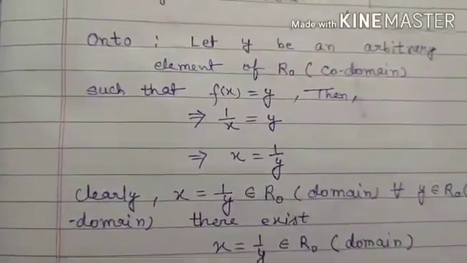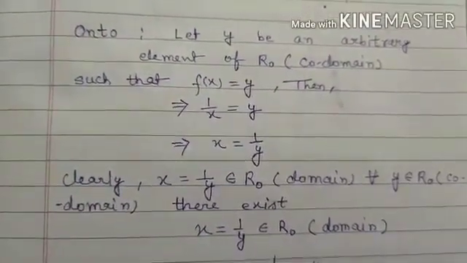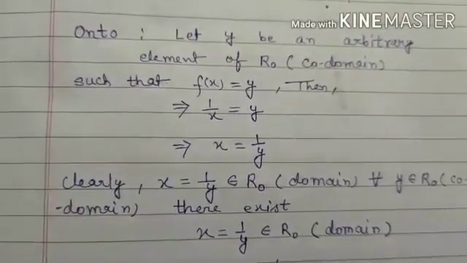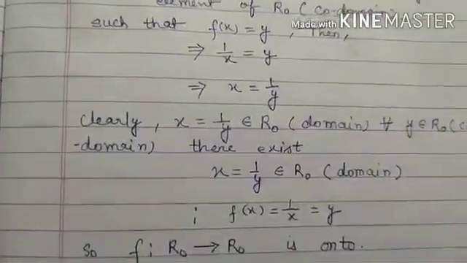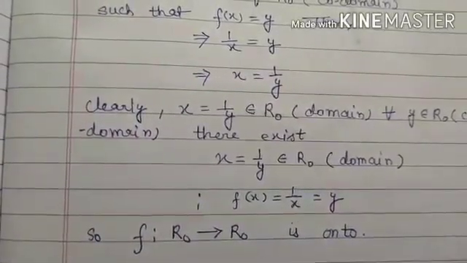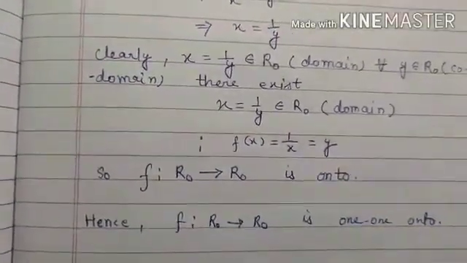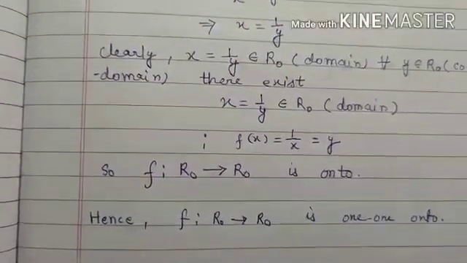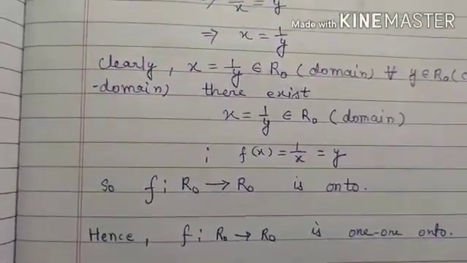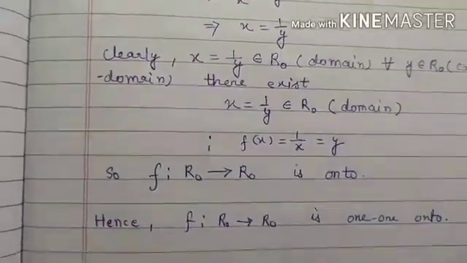This time R naught is domain. For every y belong to R naught codomain, there exists x equals to 1 upon y belongs to R naught. This time domain, x belongs to domain. So f(x) equals to 1 upon x equals to y. So f such that R naught to R naught is onto. Hence f R naught to R naught is one-one onto function, as we have proved that it is one-one and onto function. So we have proved it.